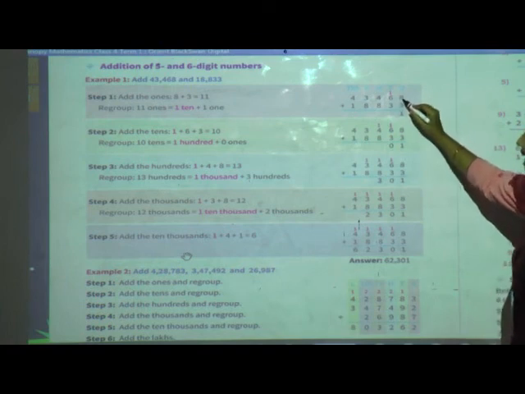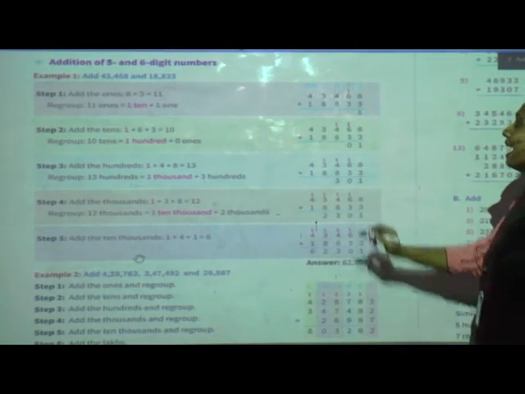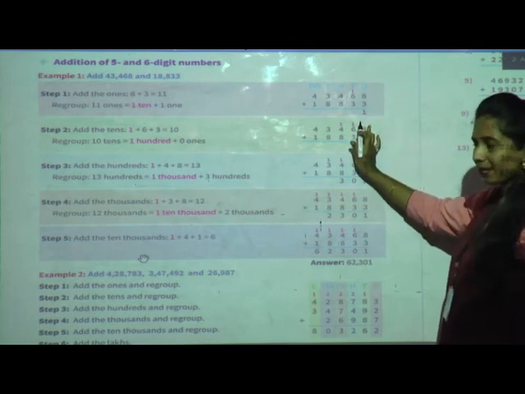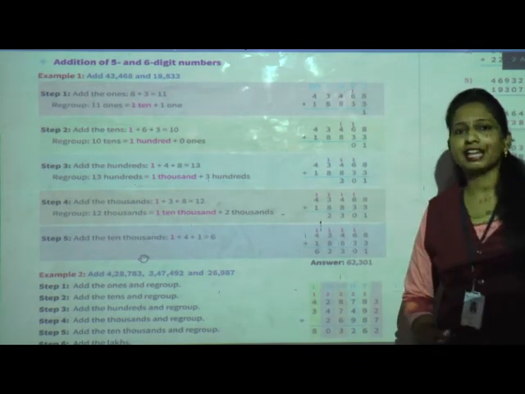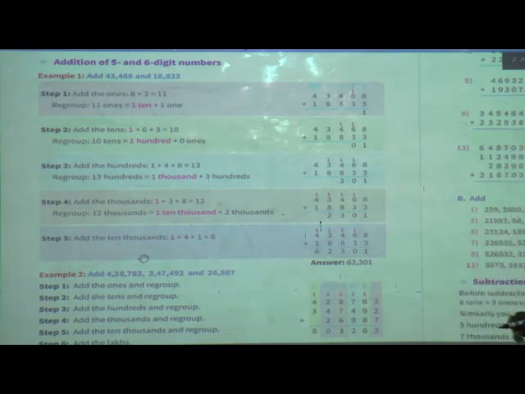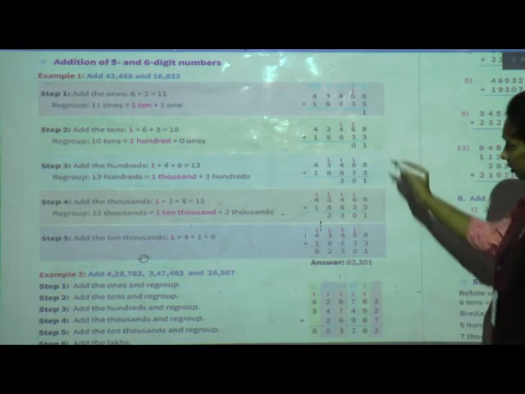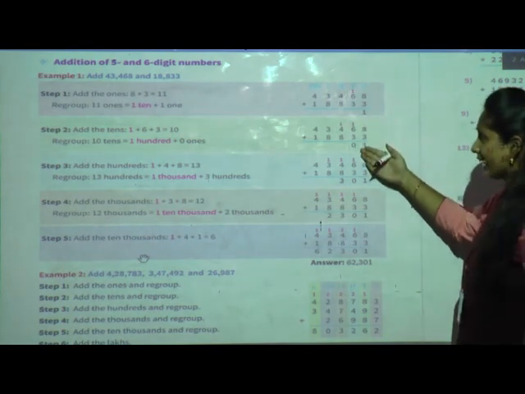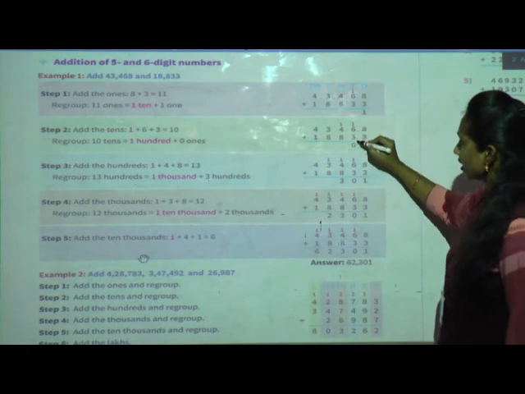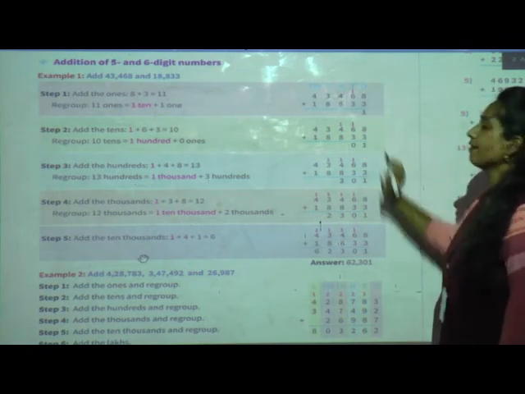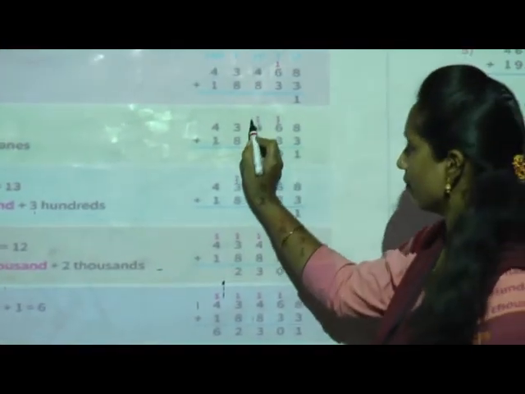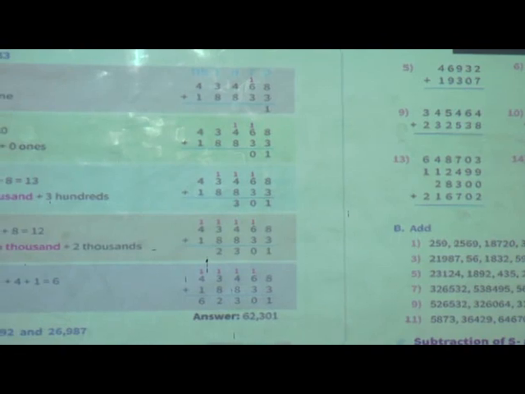Add the ones place first. What is on the ones place? 8 plus 3 is 11. So how will we write 11? One is on the ones place and the other one is carried to the tens place. Now the second step: we add all three numbers on the tens place. 1 plus 6 plus 3: 1 plus 6 is 7, 7 plus 3 is 10. So 0 on the tens place, and 1 we carry to the hundreds place.